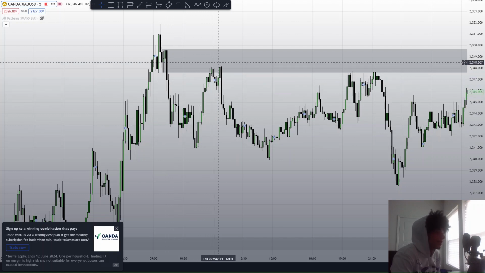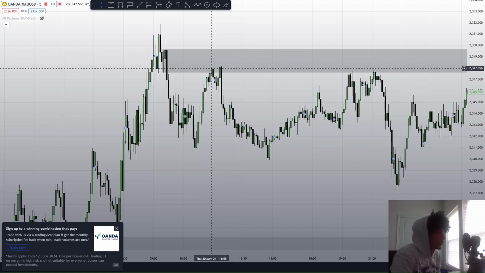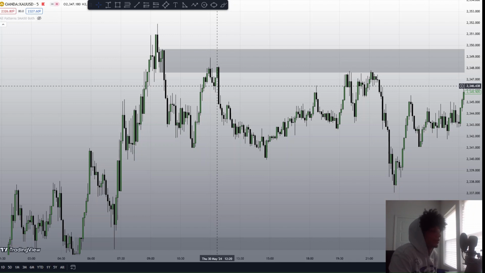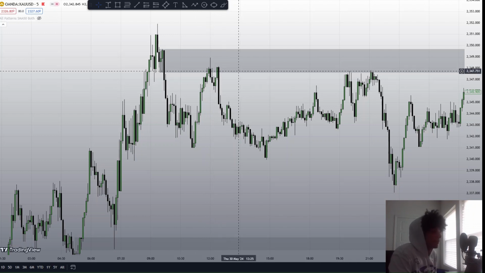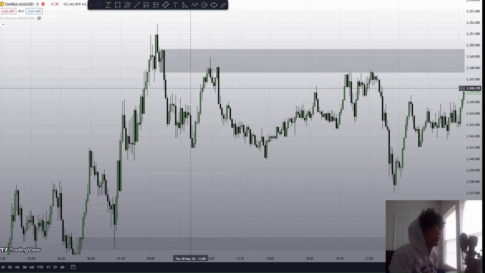And guess what? Tapped into it. Rejection, slight rejection, rejection, and rejection. Started pushing downwards. All right. And then it came up again to retest it. So you could have entered off of this rejection at first, or you could have waited for the retest.